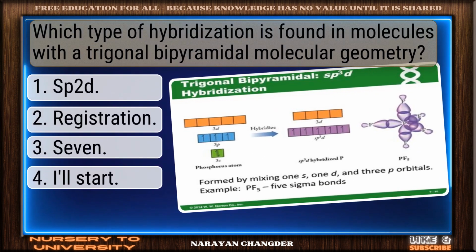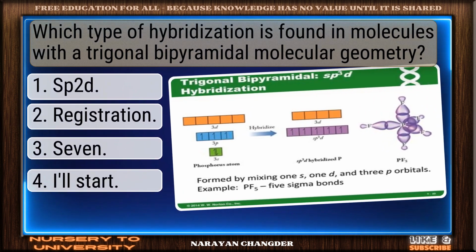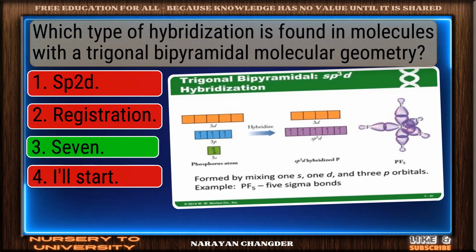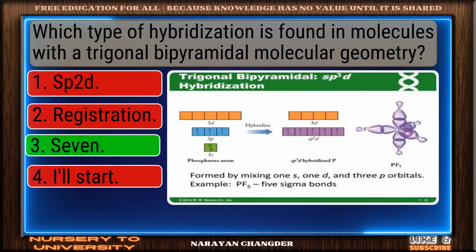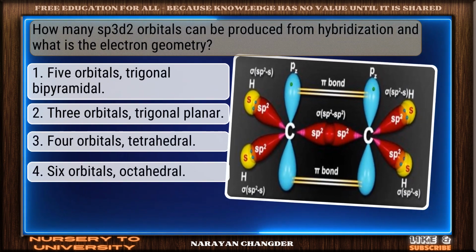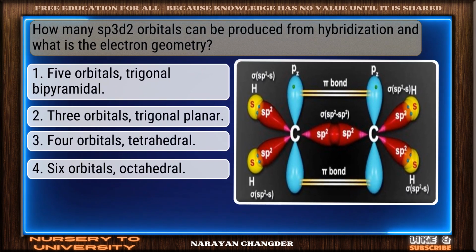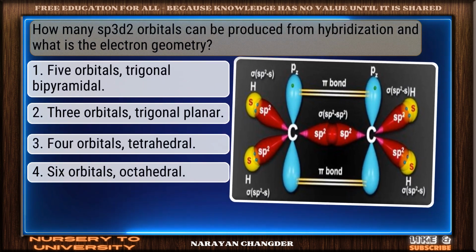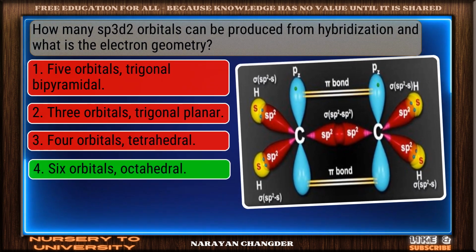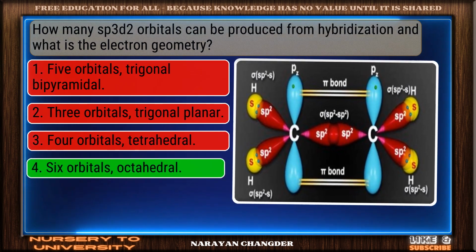Which type of hybridization is found in molecules with a trigonal bipyramidal molecular geometry? On track. It is the correct answer. How many sp3d2 orbitals can be produced from hybridization, and what is the electron geometry? Great job! 6 orbitals, octahedral, is the accurate answer.